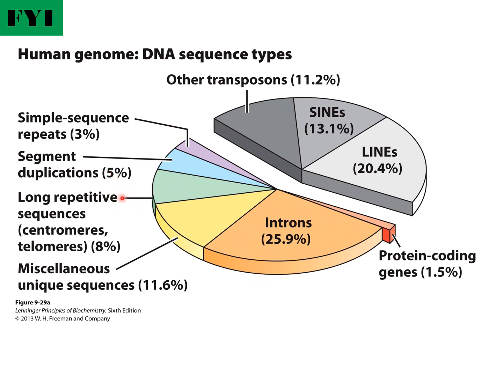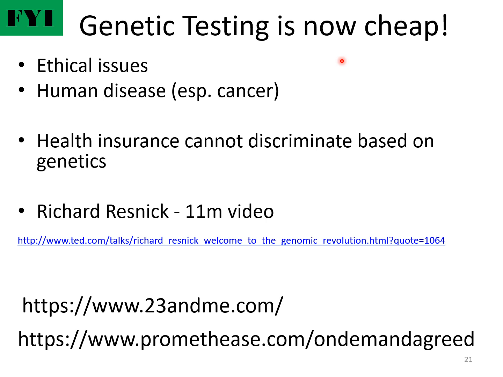Then you have the longer repetitive sequences like centromeres and telomeres, about 8%. Simple sequence repeats are about 3%. There are some duplications that have happened, about 5%. And miscellaneous unique sequences are 11.6%. So this is probably the more important stuff to know, and in particular, protein coding, 1.5%. That's probably what you really need to know. And the takeaway too is that a lot of our genes are intronic and get spliced out before they're made into proteins. Right.